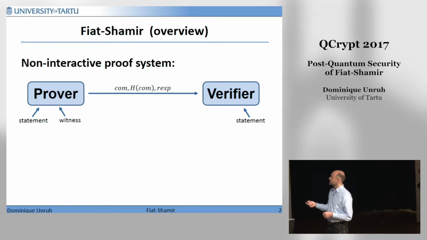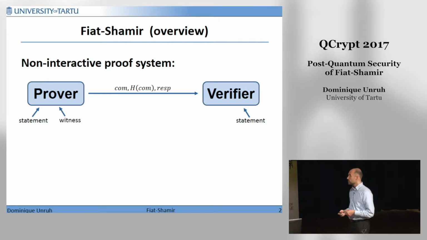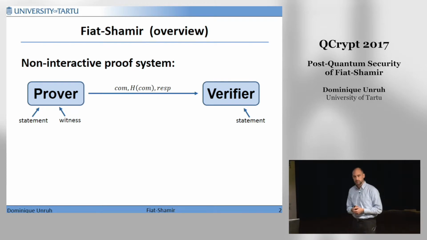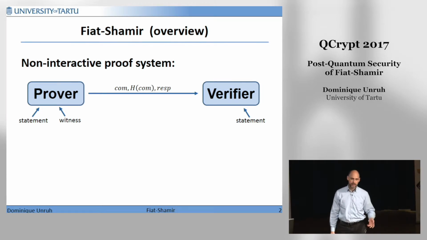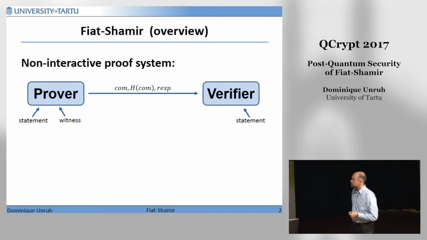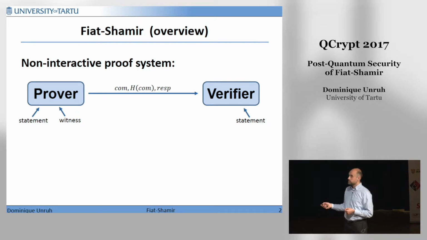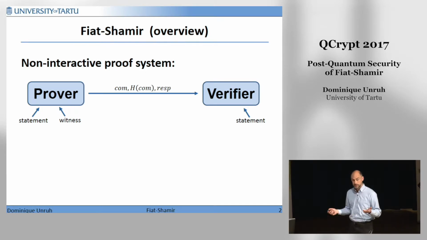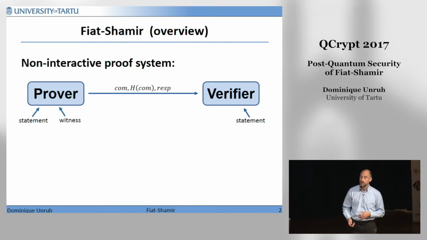So we have two entities, a prover and a verifier. The prover gets as input a certain statement that he wants to prove is true. So for example, in a cryptographic context, it might be something like the following encryption has a plain text that contains only ASCII characters or something like that. And in addition, the prover gets a witness, so some information that allows to check the statements. So for example, the witness could be the decryption key with which we can check that the plain text has a certain condition. And then we have a second entity, the verifier, who only knows the statement.